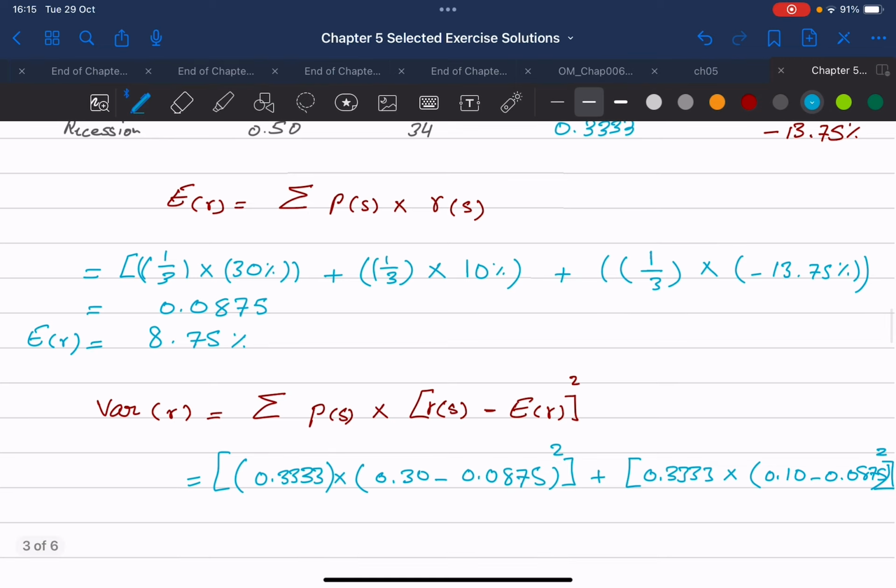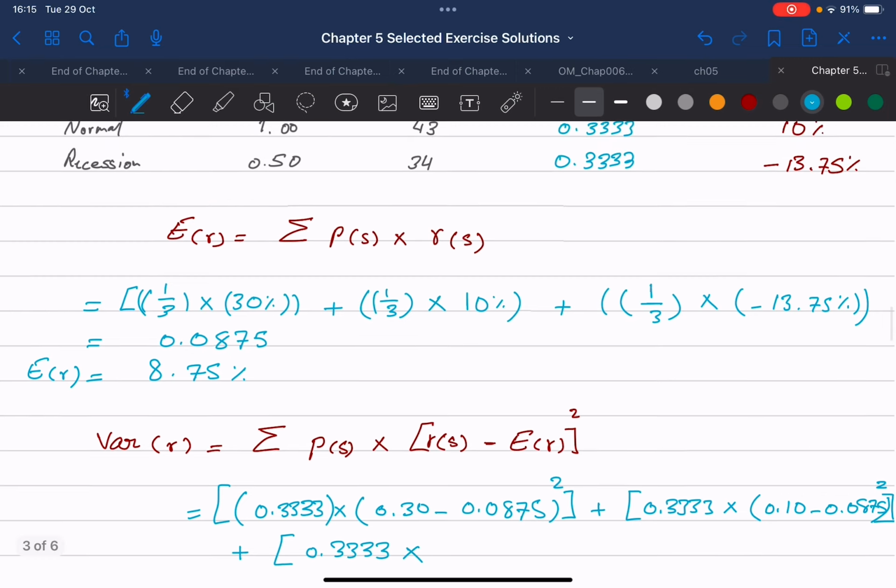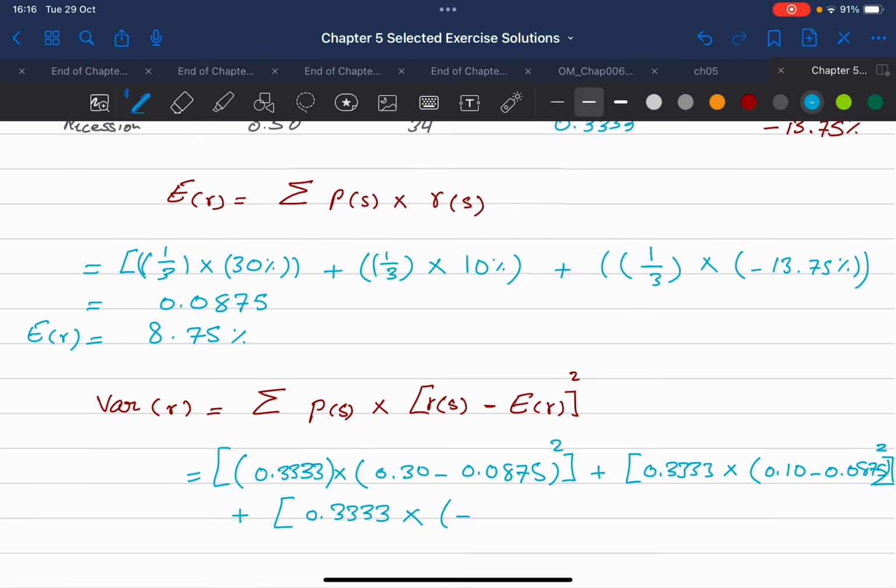And I'm gonna unfortunately have to continue my calculation in the second line and the following line. So the third term is going to be 0.3333 multiplied by the scenario's return, which is minus 0.1375 minus our expected return or our mean return, which is 0.0875 to the power of 2, and we close this. Okay.